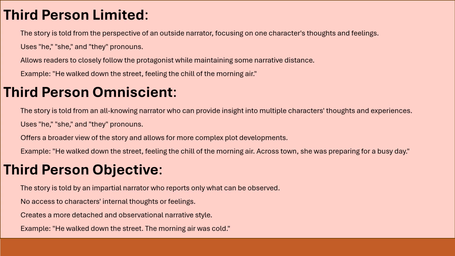Third person objective. The story is told by an impartial narrator who reports only what can be observed. No access to characters' internal thoughts or feelings. Creates a more detached and observational narrative style. Example: he walked down the street. The morning air was cold.